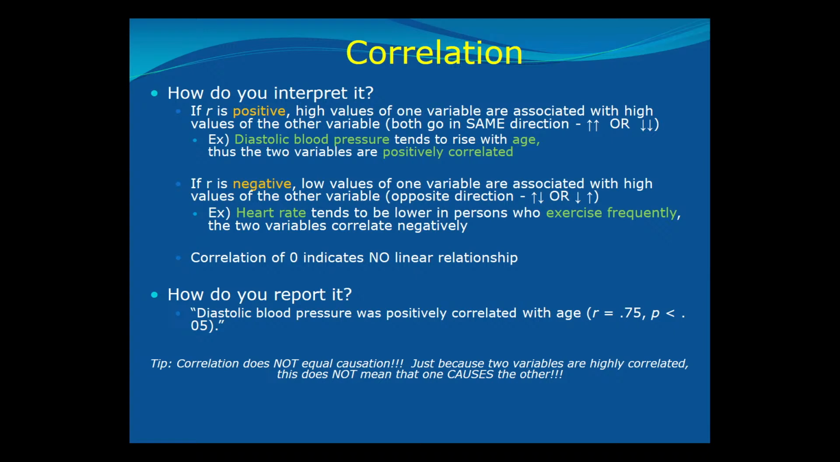How to report the correlation coefficient? See examples on this slide. Diastolic blood pressure was positively correlated with age, R equals 0.75, P less than 0.05. Correlation does not equal causation. Just because two variables are highly correlated, this does not mean that one causes the other.